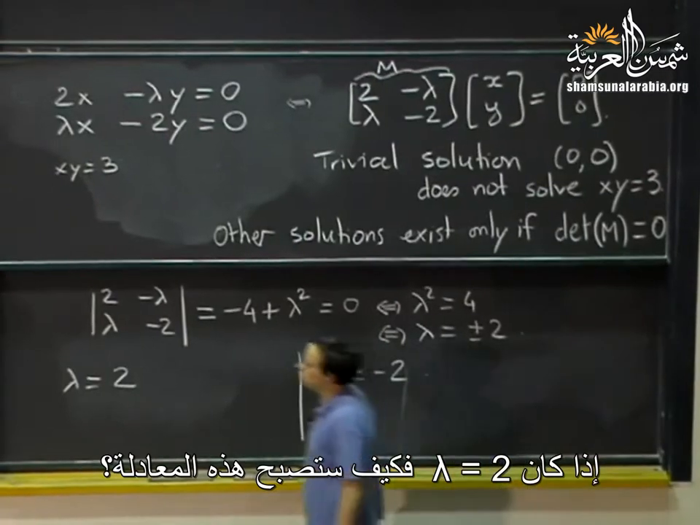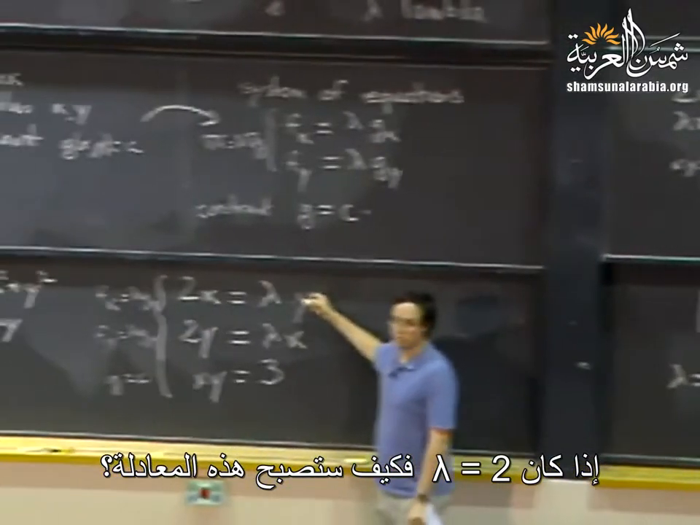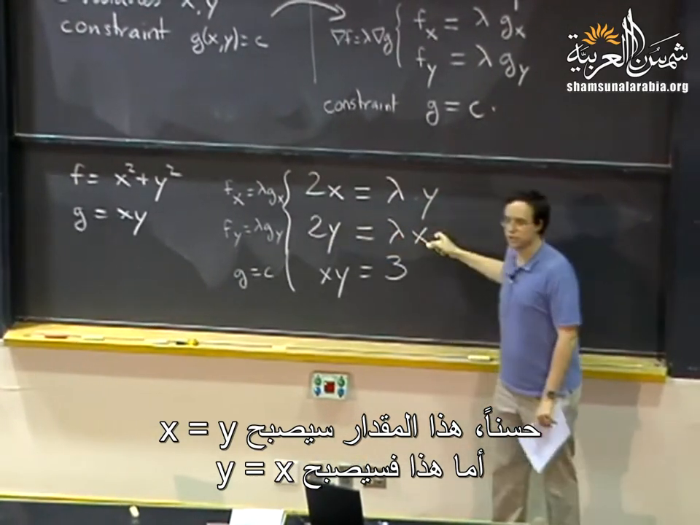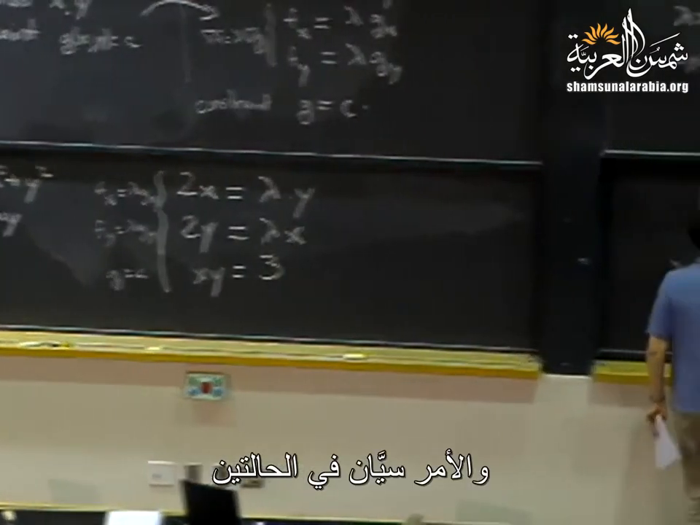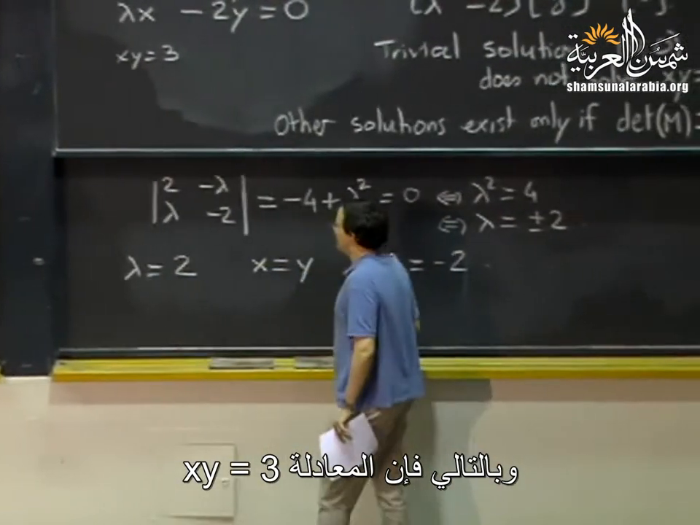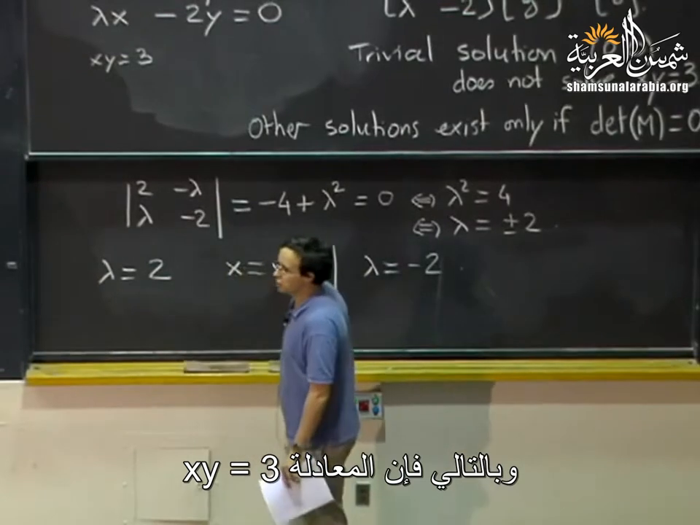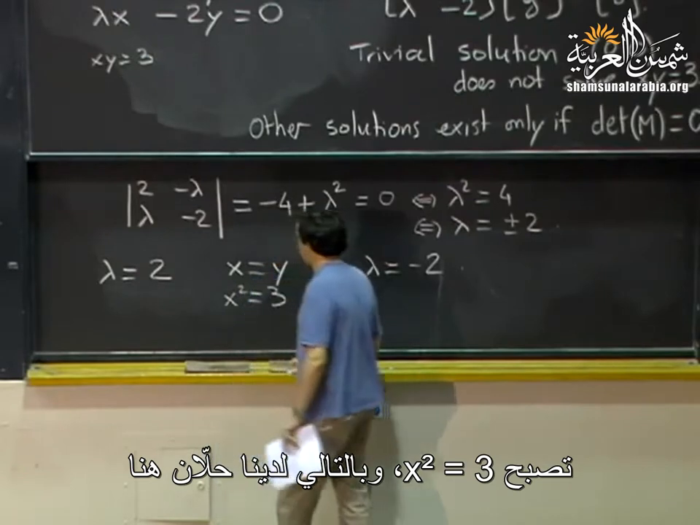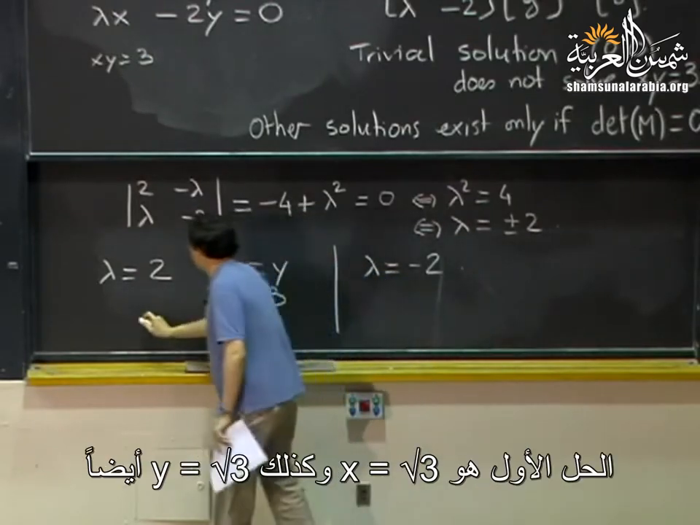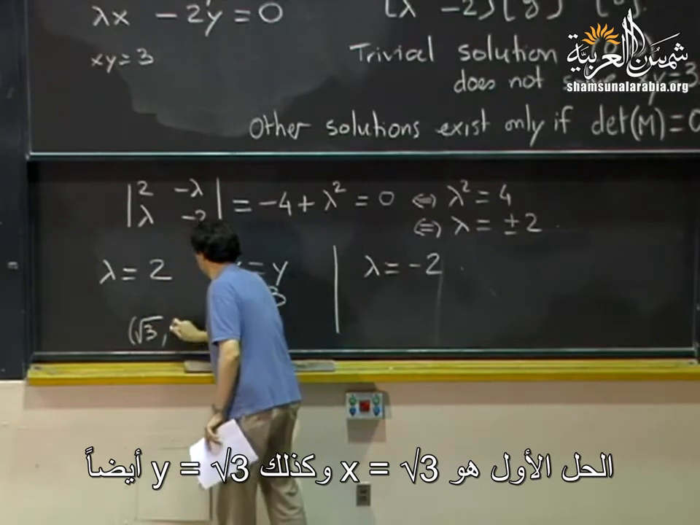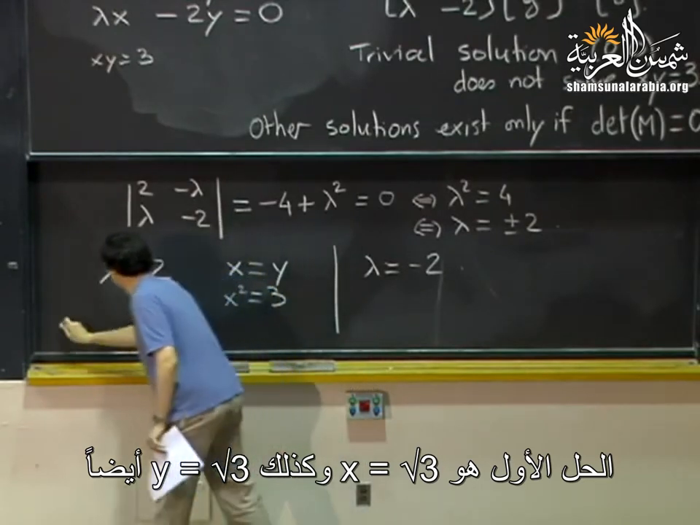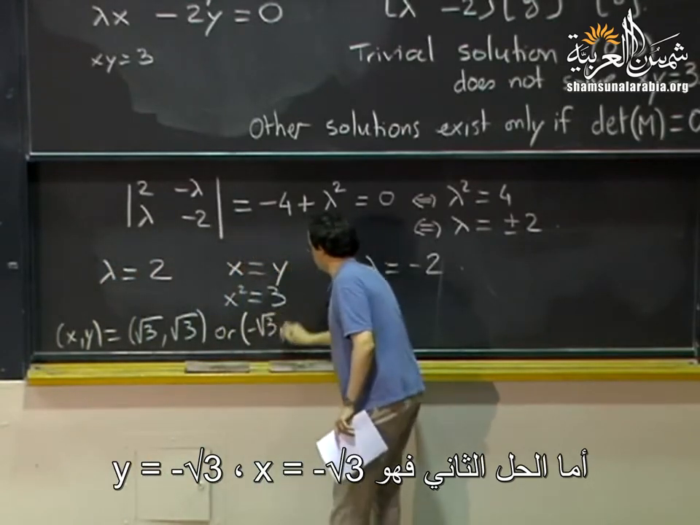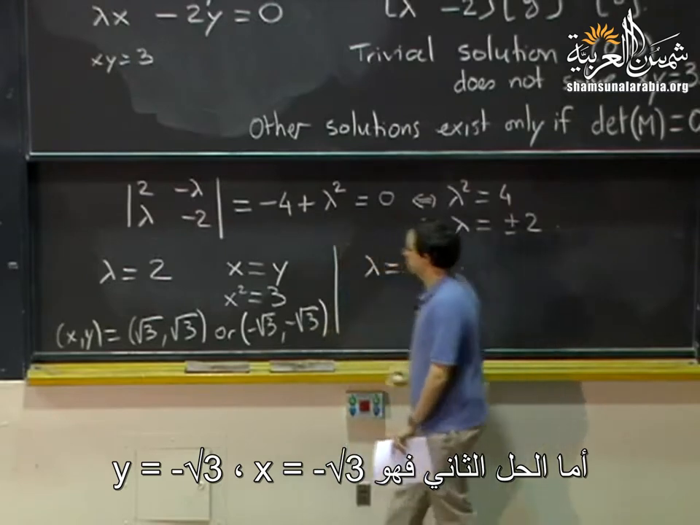Let's start with lambda equals 2. If I set lambda equals 2, what does this equation become? Well, it becomes x equals y. This one becomes y equals x. They seem to be the same. And then the equation xy equals 3 becomes x squared equals 3. So I have two solutions. One is x equals root 3, and therefore y equals root 3 as well, or negative root 3, negative root 3.